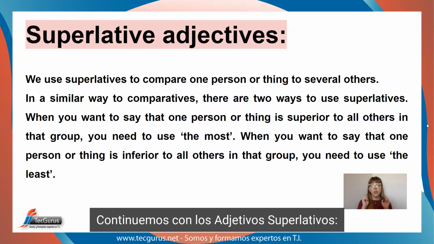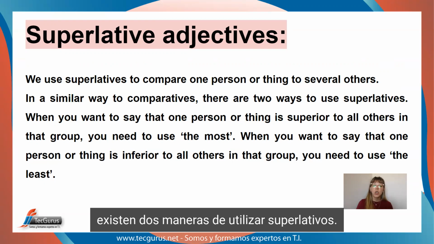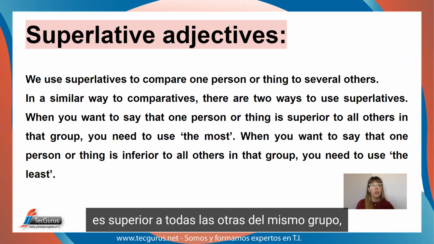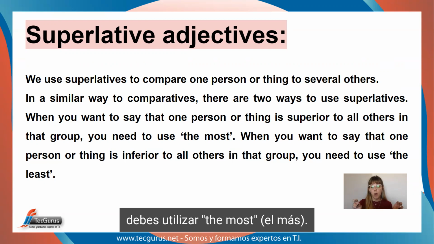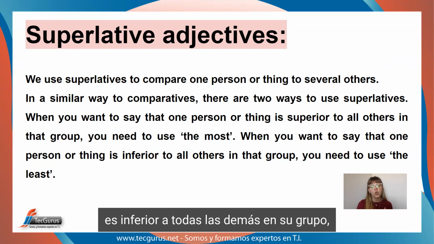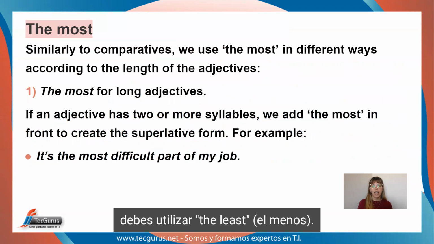Let's continue with the superlative adjectives. We use superlatives to compare one person or thing to several others. In a similar way to comparatives, there are two ways to use superlatives. When you want to say that one person or thing is superior to all others in that group, you need to use the most. And when you want to say that one person or thing is inferior to all others in the group, you need to use the least. Okay? Let's start with the most.